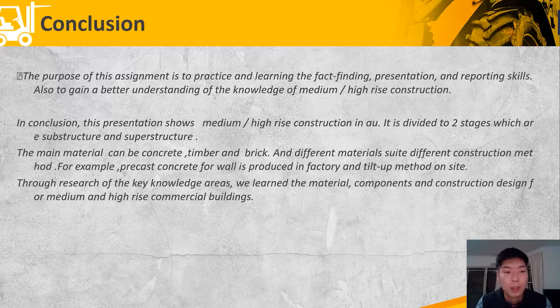In conclusion, this presentation shows the medium high-rise commercial building in Australia, divided into two stages, which are substructure and superstructure. The main materials can be concrete, timber, and brick, and different materials suit different construction methods. For example, precast concrete for walls is produced in the factory, and the tilt-up method is used on-site.